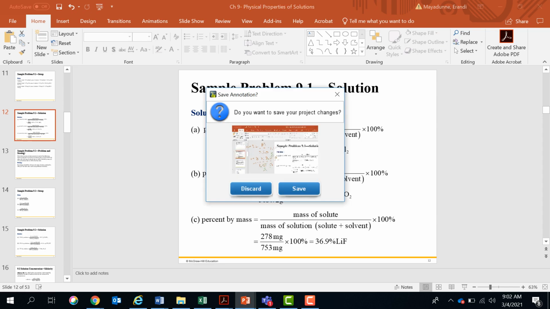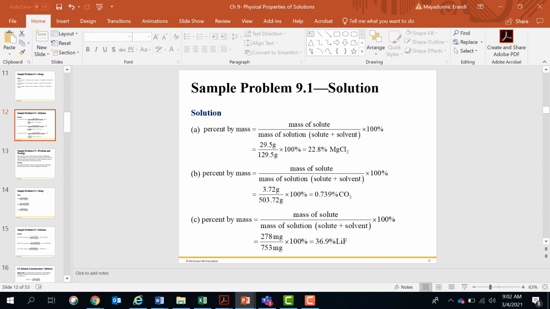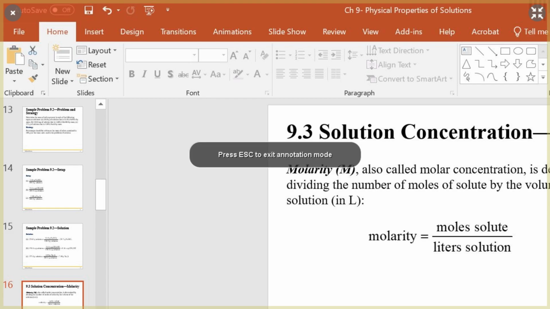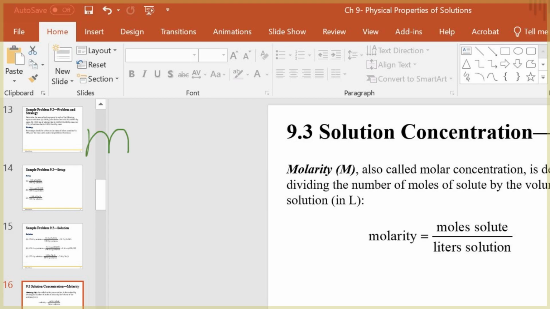With that, I'm going to the next one, which is the molarity. The molarity is also important. Molarity is the number of moles divided by the liters of the solution, the volume of the solution. We show molarity with an uppercase M.